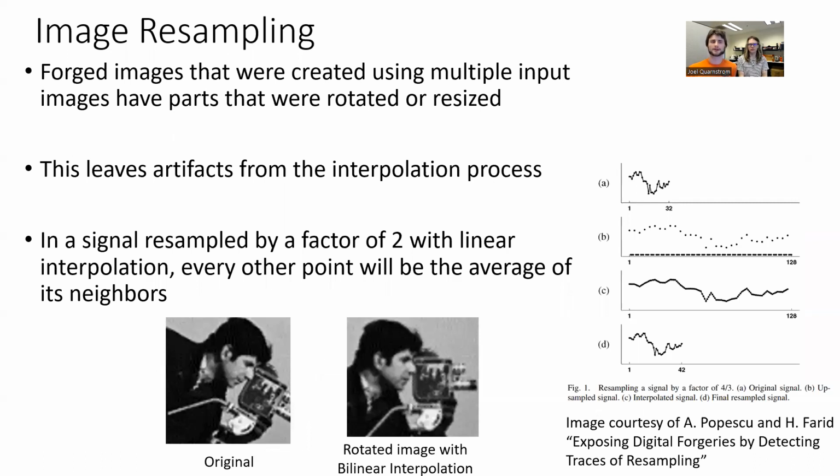Another thing that happens whenever you splice images together is usually part of the image is resampled from either scaling it or rotating it. And we've all had experience with this, being able to see artifacts in rescaled or rotated images. So if you have a given signal and you resample it with a larger sampling ratio, like if it's by a factor of 2, you'll find that every other point in the new signal will be the average of its neighbors, and that's a good indication that there might have been this interpolation process going on.